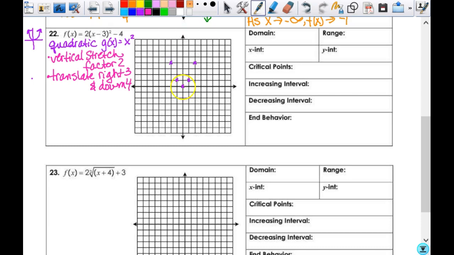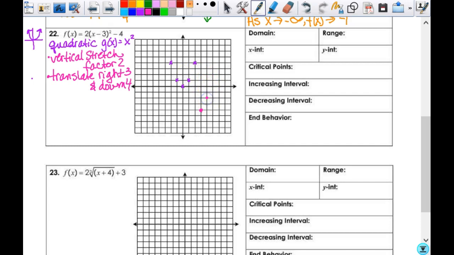So I started 0, 0. I vertically stretch it by a factor of 2. I'm still at 0, 0. Then I translate right 3, 1, 2, 3, and down 4, 1, 2, 3, 4. So then 1, 1. I'm going to do a vertical stretch of factor of 2. That means the y gets multiplied by 2. Now my y value is 2. I translate to the right 3 and down 4.